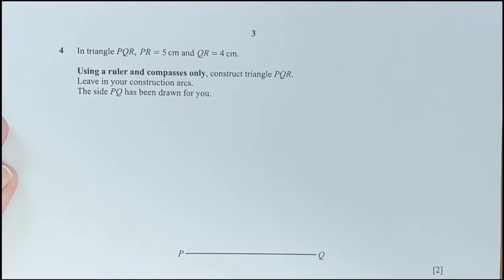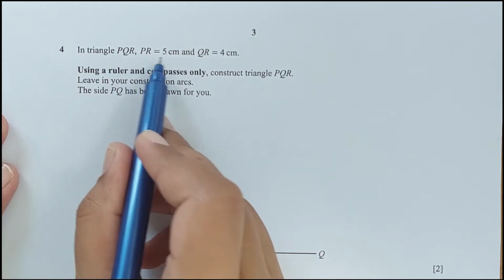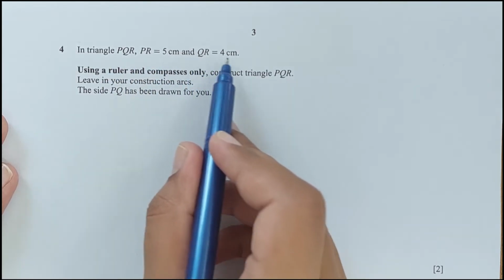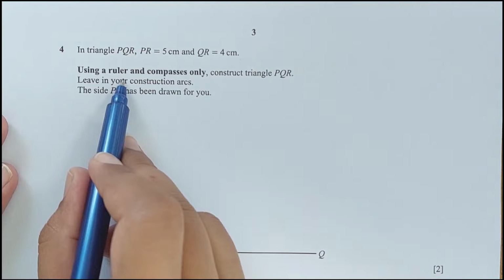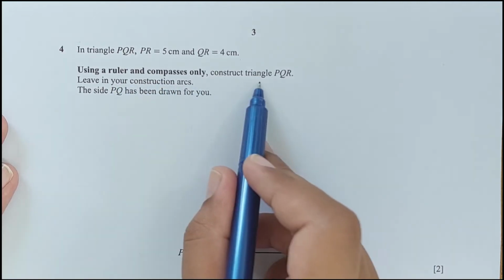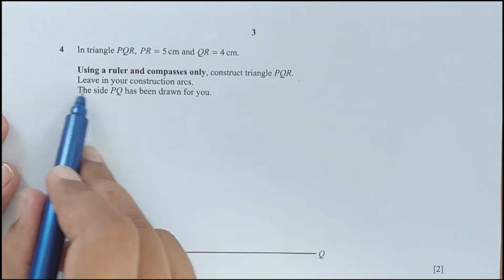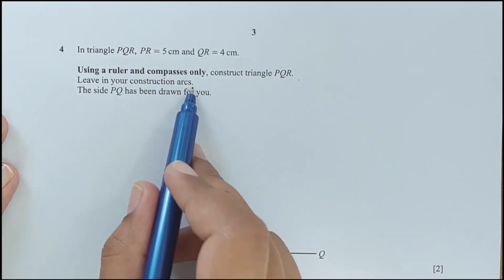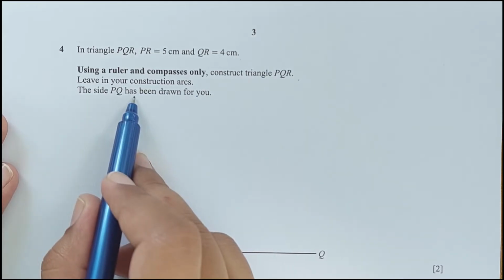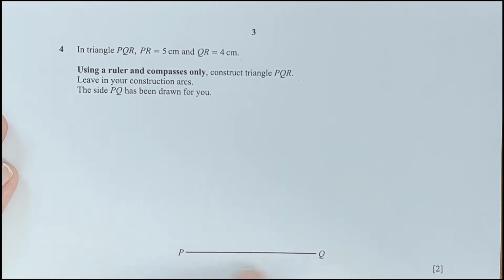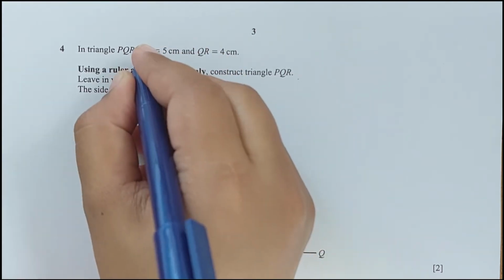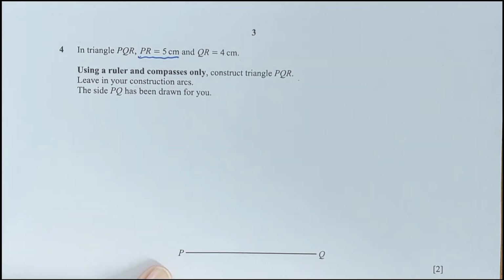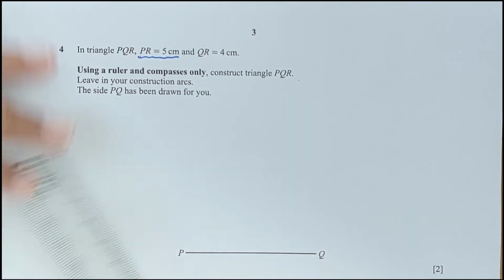Question number 4, in triangle PQR, PR is 5 cm and QR is 4 cm. Use a ruler and compasses only. Construct triangle PQR. Leave in your construction arcs. The side PQ has been drawn for you. Okay, PQ is already drawn, so P to R is 5 cm. Let me draw the arc of 5 centimeters.